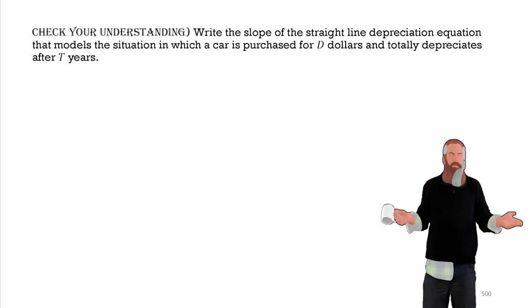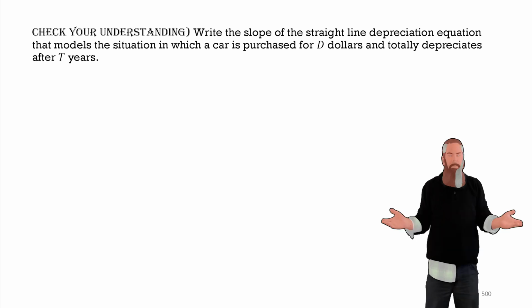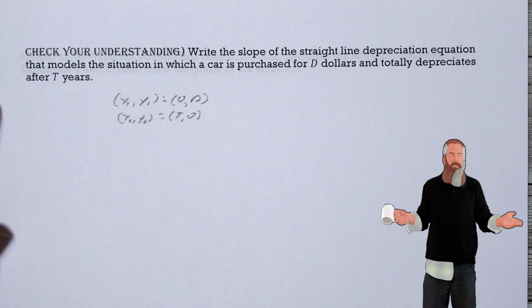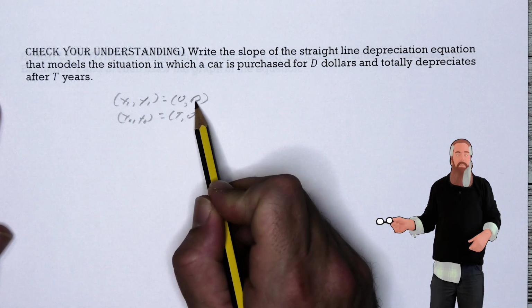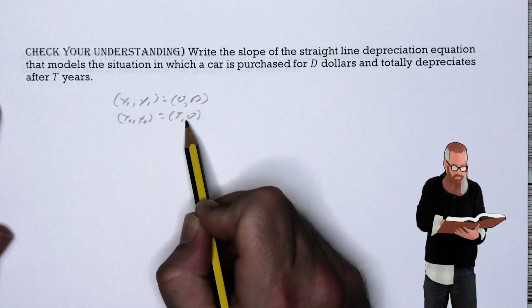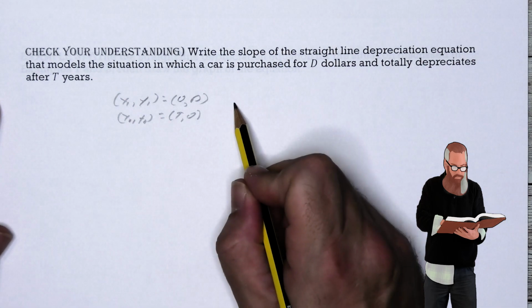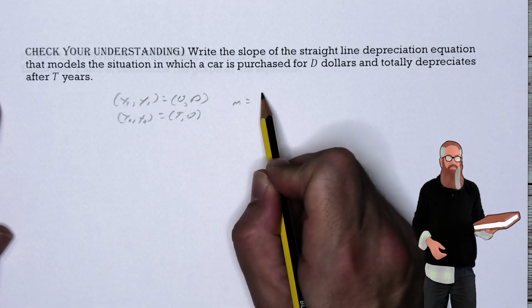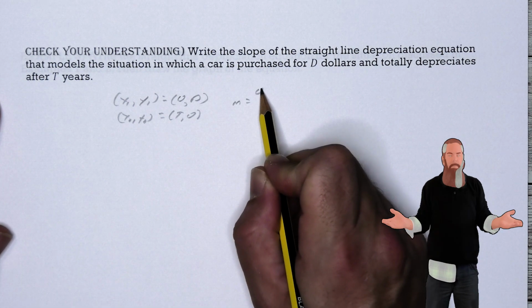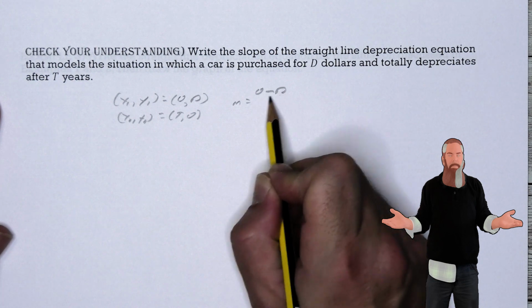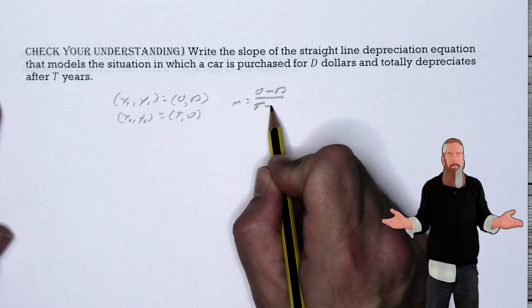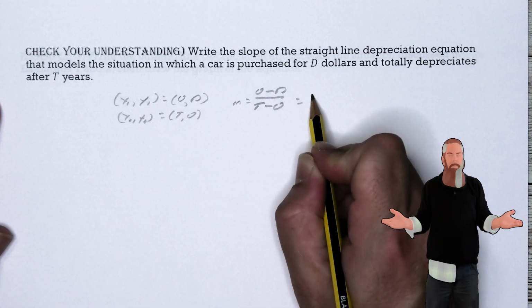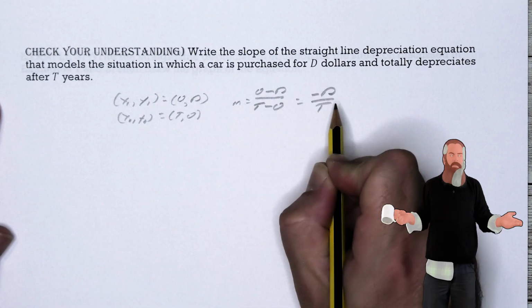Now let's check our understanding and write a slope for a straight line depreciation equation that models the situation in which a car is purchased for D dollars and totally depreciates after T years. Well, we know that (x1, y1) would be (0, D), and (x2, y2) would be (T, 0). So m would be our y2, which is 0, minus our y1, D, all over our x2, T, minus 0. This would give us negative D over T.